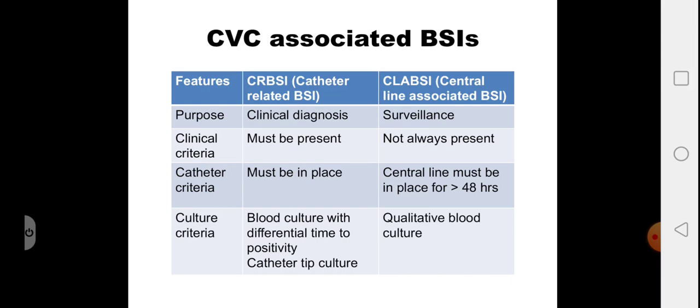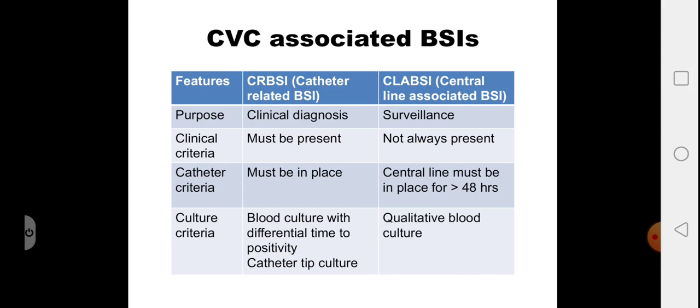And looking to the culture criteria, it is more complex. It even requires removal of the catheter to culture the catheter tip semi-quantitatively, or you can use blood cultures which should show differential time to positivity between central line drawn blood and peripheral line drawn blood. The central line drawn blood should flag positive at least 2 hours earlier than that drawn from the peripheral line. So it's a more complex and expensive process.